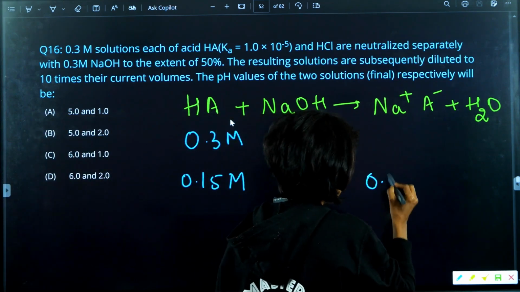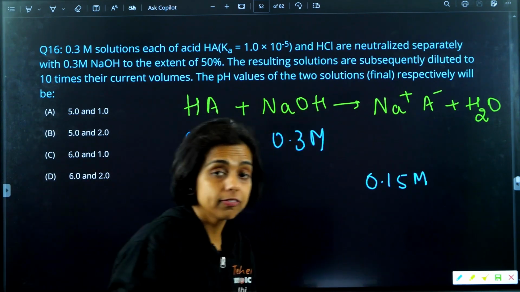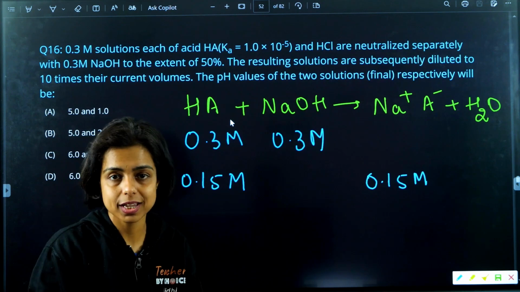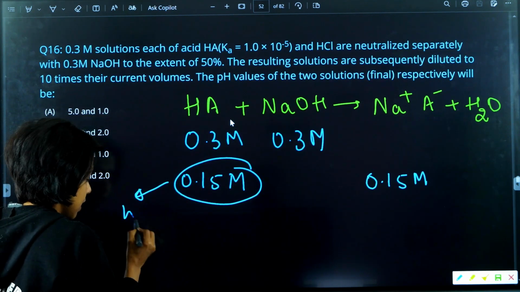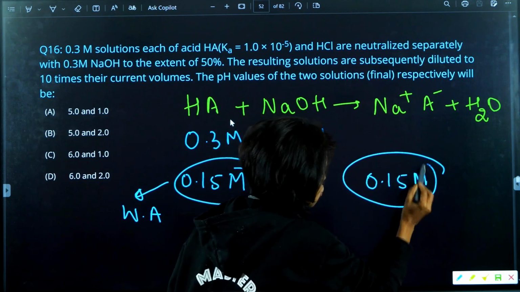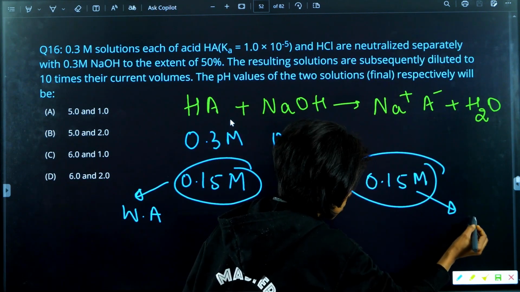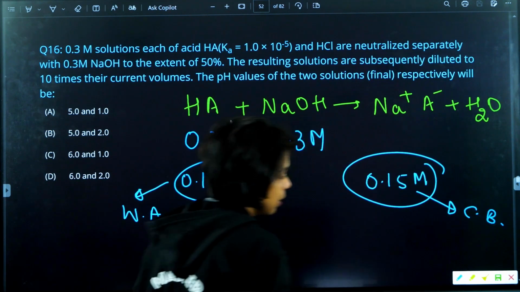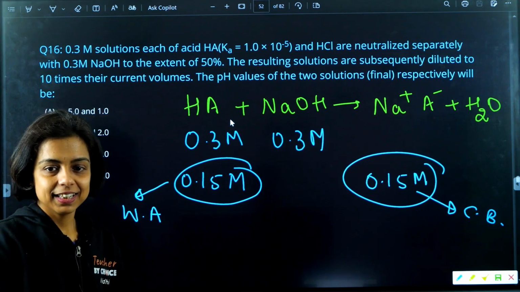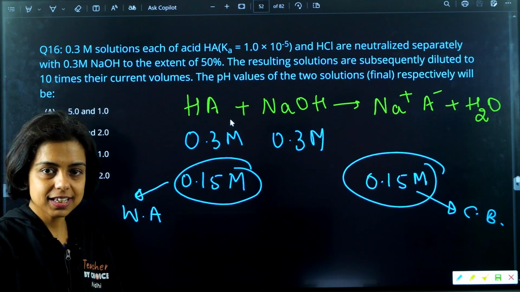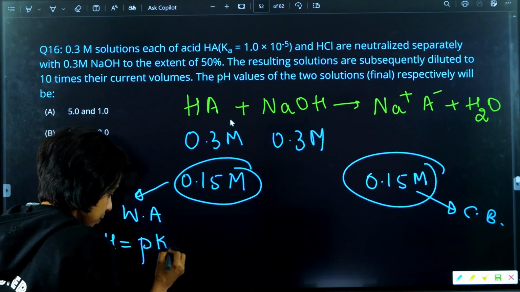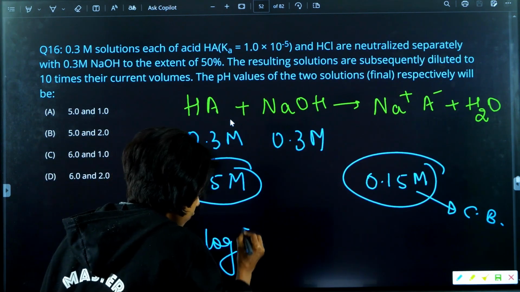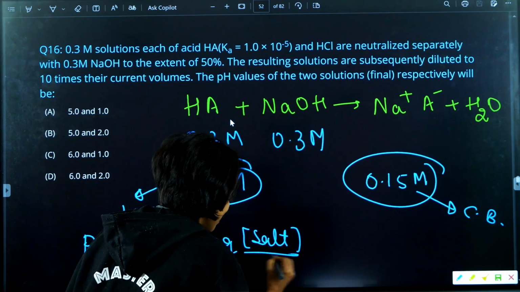And we got 0.15 molar of this salt, because half of the HA, which is a weak acid, is neutralized by NaOH. So I have a weak acid, and the salt of a weak acid with a strong base, the conjugate base also you can say. So they make a buffer solution. Got it, guys? So we'll use the Henderson-Hasselbalch equation.